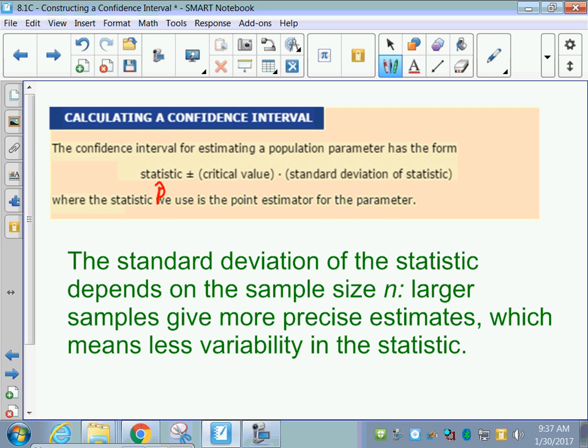Okay, and then plus or minus the critical value, we're going to come back to z-scores in this particular section. And then we have the standard deviation of the statistic, where if we're doing proportions, do you guys remember the formula for standard deviation?